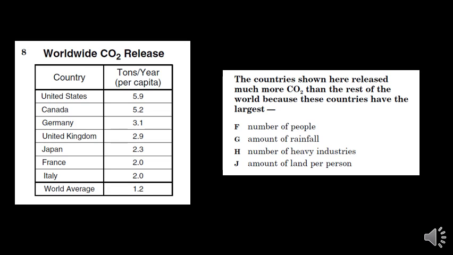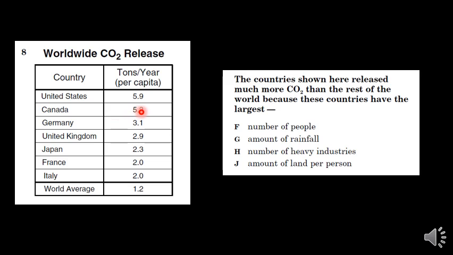All right, this question right here. It says the countries shown here release more CO2 than the rest of the world because the countries have the largest blank. This chart over here, I don't like this question too much because of the way this chart is laid out. It says this is worldwide CO2 release, and it shows tons per year of CO2 released per capita. That means per person. So the United States has 5.9 tons per year per person released.